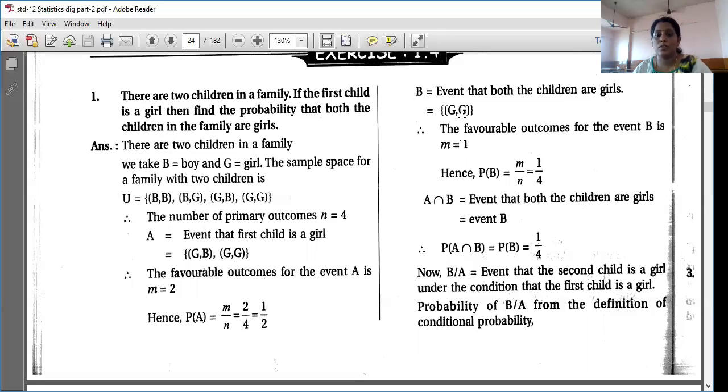So that your outcome comes to, that is your M comes to GG. So your M is 1, only one outcome is there. So P of B is M upon N, that is 1 by 4, right? Both आ गया है तो क्या आएगा हमारा intersection. So A intersection B, that means event that both the children are girls. That is A intersection B. So that is considered as event B also. So here A intersection B is equal to P of B, that is equal to 1 by 4.